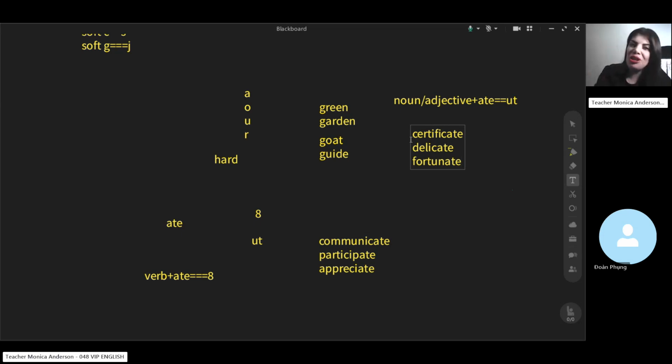When you know these rules, it will be easy to pronounce the words correctly. Okay, do you have any questions related to these rules? No, no, teacher, very clear. Very good, perfect. So when we say chocolate, we don't say it with eight, because chocolate is a noun and it ends in at, so we say chocolate, not chocolate, okay?